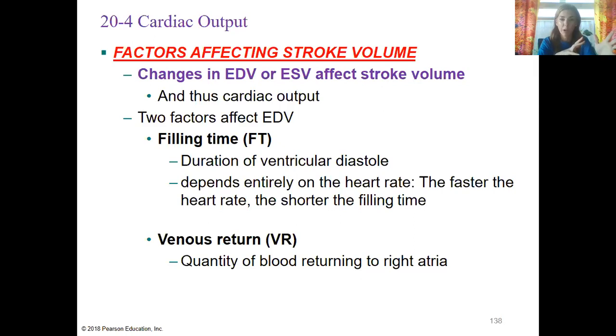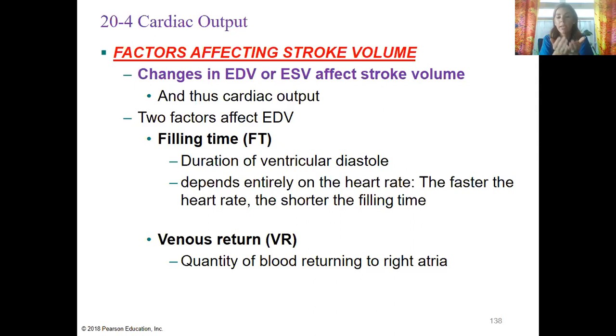So that is the first part of the equation for cardiac output, which is heart rate. Stroke volume is going to be the second one, because remember, it's HR times SV equals CO. So factors that affect stroke volume would be any changes in EDV or ESV. Of course, if you change those two, you're going to change the SV, which means you're going to change the cardiac output. So two major factors that will affect the EDV, end diastolic volume, how much blood is there when the ventricles are relaxed, include filling time and venous return.